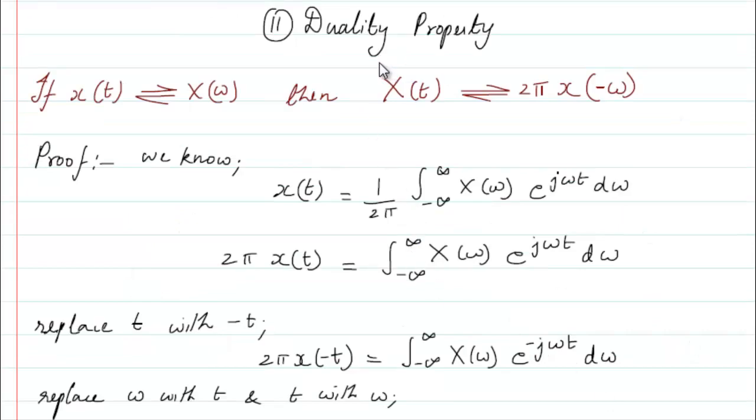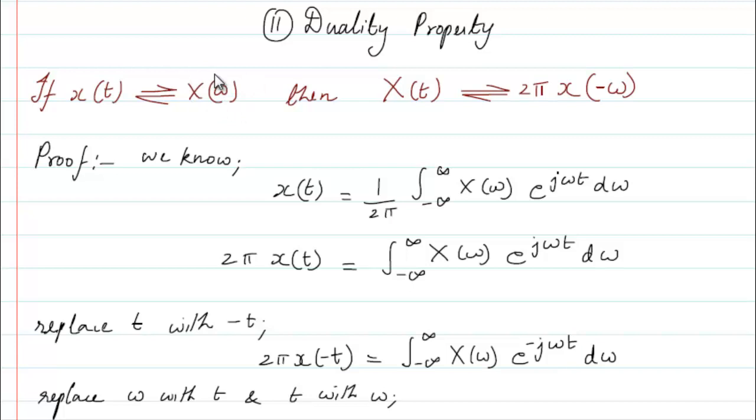Next, we will look into the duality property. Duality property is: x of t, if suppose it gives a Fourier transform of X of omega. So a function x of t, if it gives X of omega, then what is capital X of t? See, here there are two shapes. One is the shape of x of t. It is giving me a shape in the spectrum.